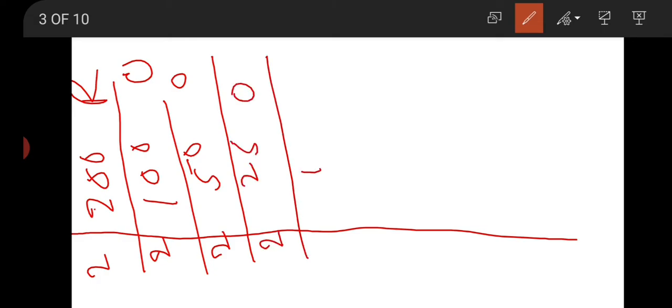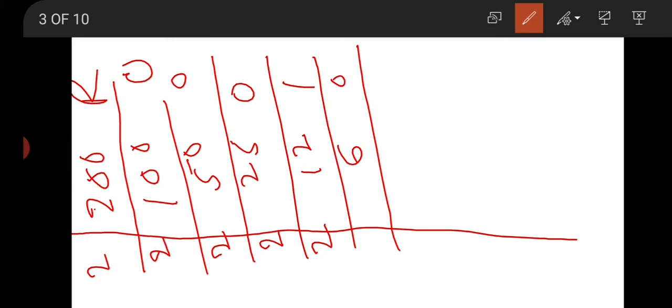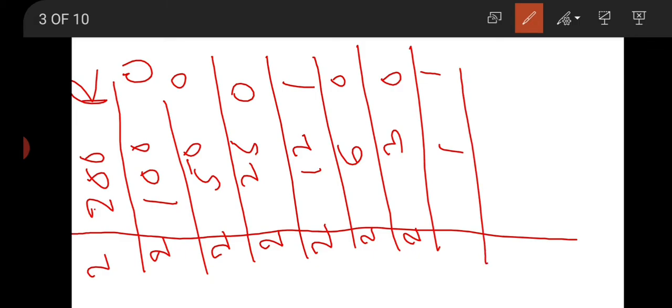Again divide 25 by 2, 12 times, remainder will be 1. Again we divide 12 by 2, that is 6, remainder will be 0. Again we divide by 2, this will be 3, remainder will be 0. Now again we divide 3 by 2, 2 ones are 2, remainder will be 1. Again if we divide 1 by 2, we take the quotient 0 and the remainder will be 1, because 2 multiplied by 0 gives 0 and the remainder will be 1.